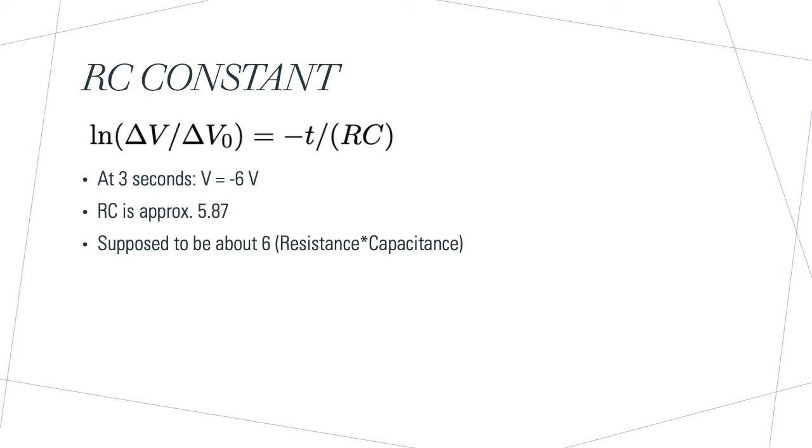So I used this equation given to us, where it's natural log of delta V over delta V0 is equal to -t over RC. So I collected some data, and for example, I collected it at 30 seconds, and I got the voltage was -6 volts. So plugging it into the equation with that time and that voltage difference, I was able to approximate what RC should be, which is about 5.87. It's supposed to be about 6 because the resistance, 30, times 200 millifarads, which is 0.2, is going to be about 6. So that makes a lot of sense in terms of those calculations.